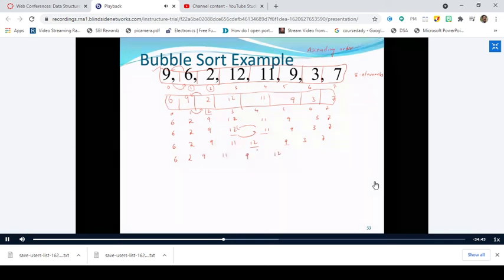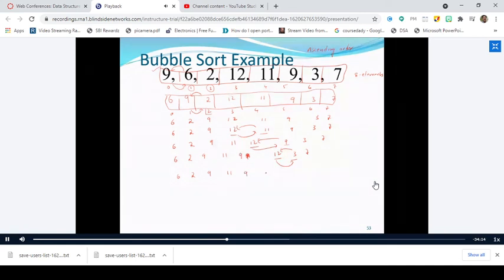Now, what are the elements you have to compare? 12 and 3. Since they are out of order, you swap them. So it becomes 6, 2, 9, 11. What is this one? 9. It's 9 rather, right? There are two 9s. And it is 3, 12 and 7.